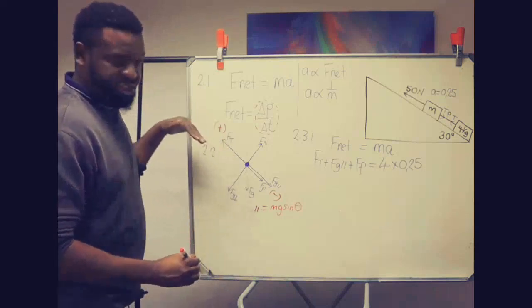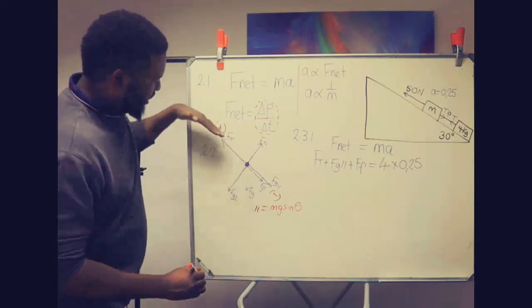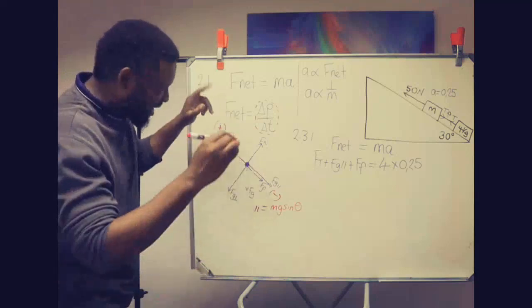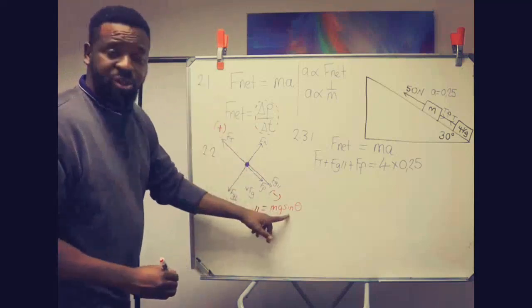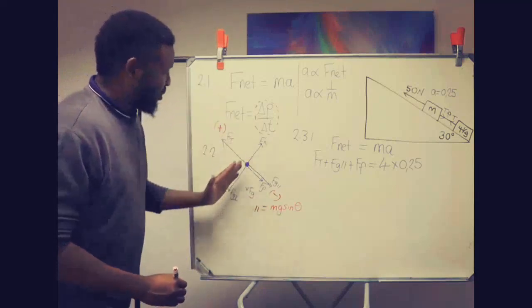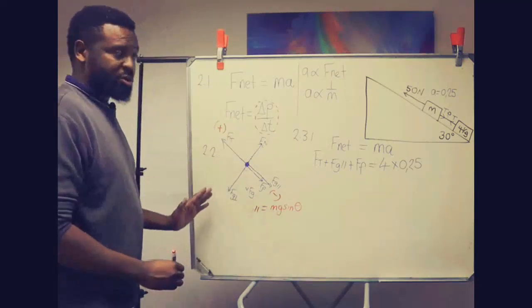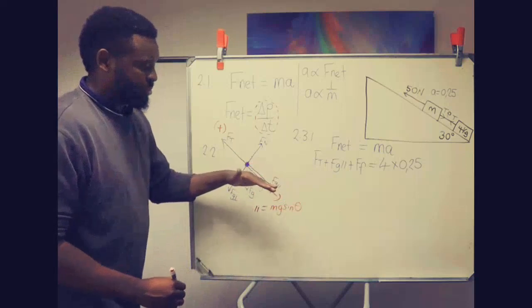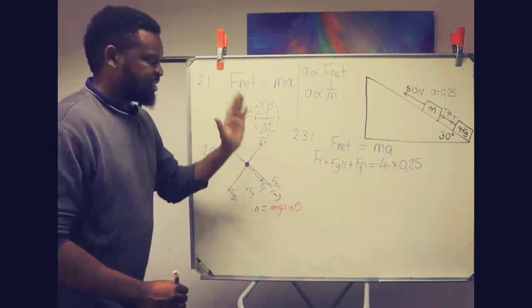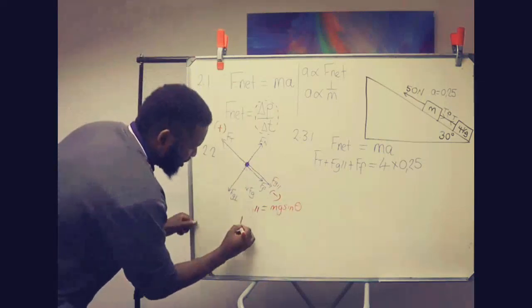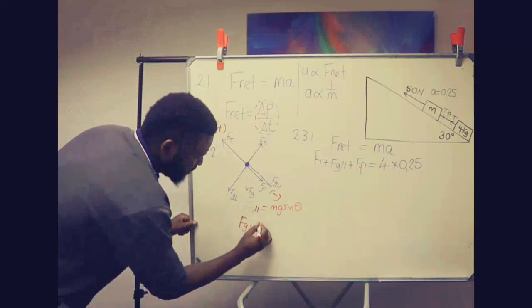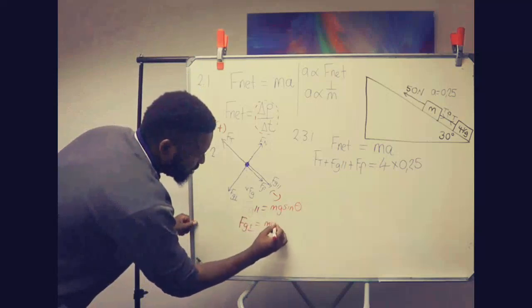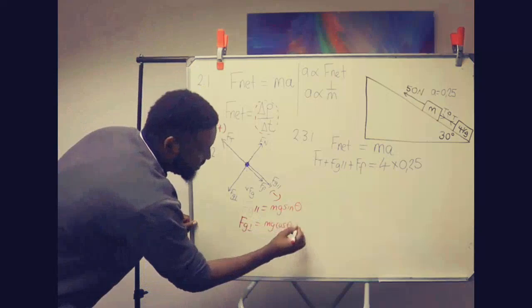On an inclined plane, it changes a bit. Because on an inclined plane, along the tilted x, the component is sine, and along the tilted y, the component is cos. Normally on a flat surface, we say cos, and then sine. Okay, just be aware of that. Fg perpendicular will be mg cos of theta.